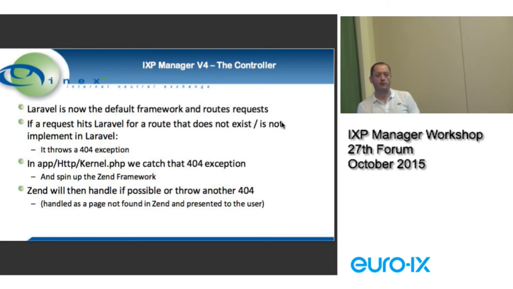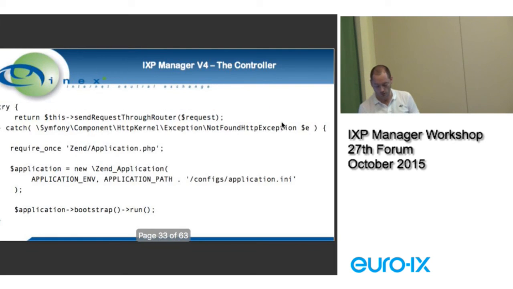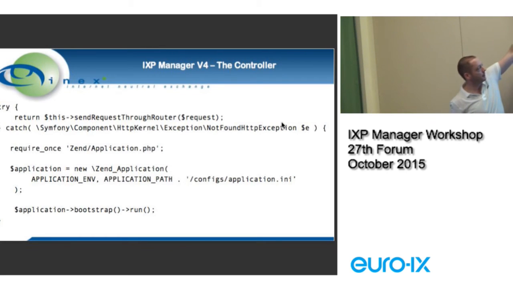And Zend will handle it if it can, and if it can't, it will throw a 404 that'll just say we don't know what page this is. So it just funnels in, goes into Laravel, and then if it needs to, it falls back down into Zend. And if it doesn't exist there, it just sends out a 404. It looks like this in the code. So Laravel tries to process it, throws out a not found exception if it can't, and then we just spin up Zend.